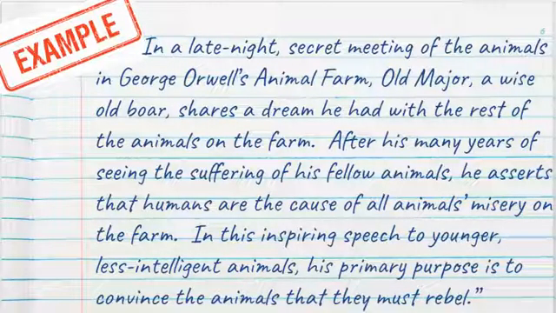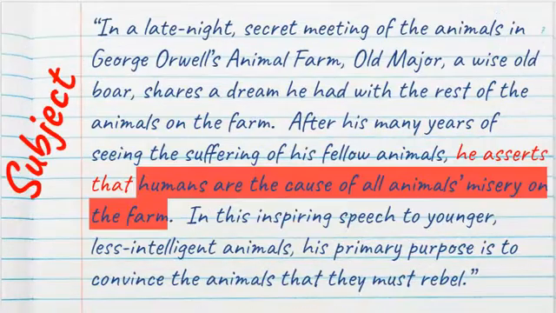So let's take a look at each SOAPStone piece in this paragraph. Observe that although subject starts the SOAPStone, it does not start this paragraph. Also notice that the subject is different than the purpose. The subject of the piece, in this case, humans are the cause of all animals' misery on the farm, is what Old Major's speech is about. If the piece has a title, this can often help steer you in the right direction. But be sure to look for what the main argument is in the piece. That will be your subject.